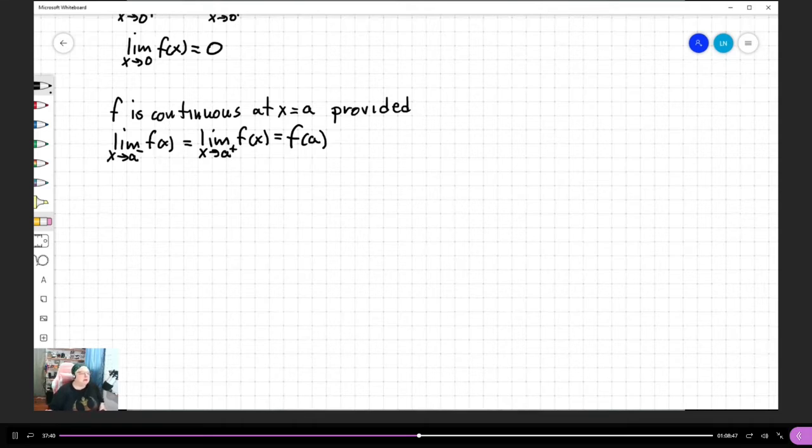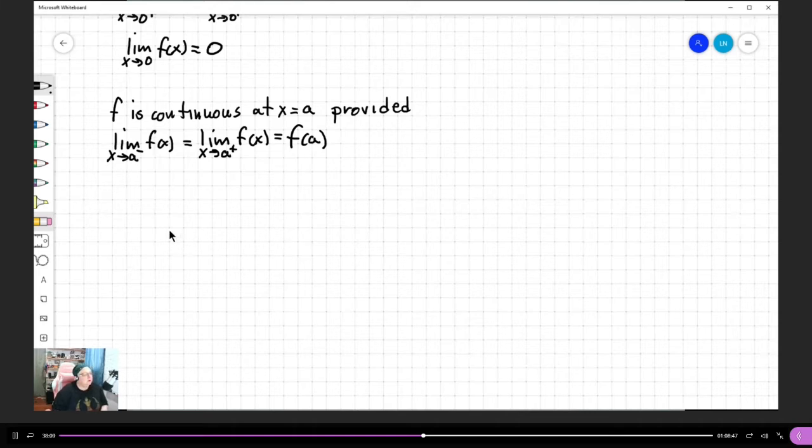All right, so if we add the condition to our definition of the limit that the value of the function is the same as the limit, then we have a continuous function. All right, so let's take a look at some examples of this. And let's see how far we get today.